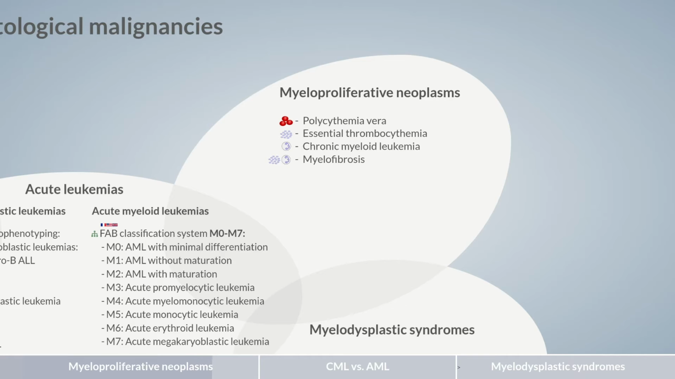fibrotic over time. In addition to the four previously mentioned examples, the group of myeloproliferative neoplasms includes other rare disorders. However, these will not be mentioned here. The WHO classification system for myeloproliferative neoplasms provides a detailed overview of these rare forms.